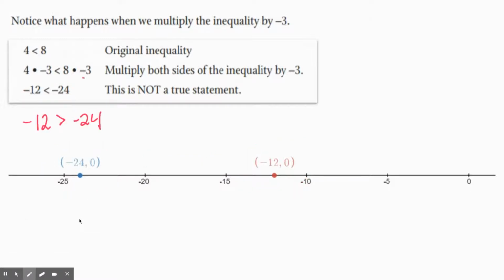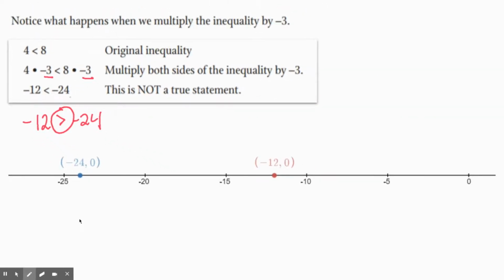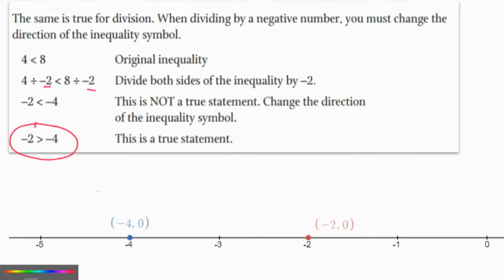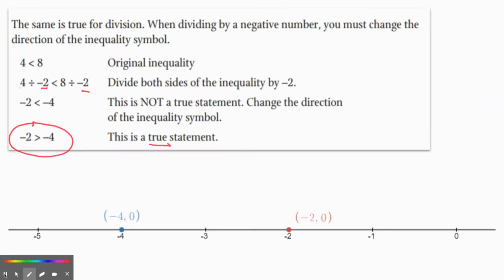So the rule is if you're multiplying by a negative number, you have to make sure that your less than symbol gets changed to a greater than or vice versa. Same goes with dividing. Here we're dividing by -2. Again, -2 is greater than -4. That's going to be the true statement, not -2 less than -4. So again, if it's greater than, it'll become less than. If it's less than, it'll become greater than. It gets reversed.